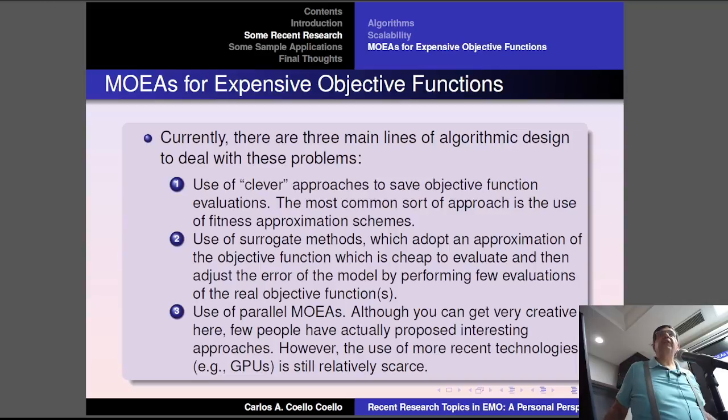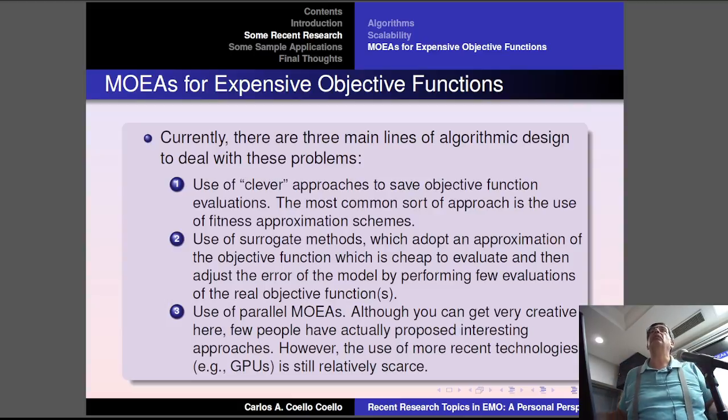They go from fitness approximation schemes, which are clever approaches that use some tricks to avoid the combinations and avoid evaluating solutions. This is good enough if you are aiming for a reduction of 20%, 30% of the total number of objective function evaluations. But if the objectives are really, really expensive, then you have to rely on surrogate methods.